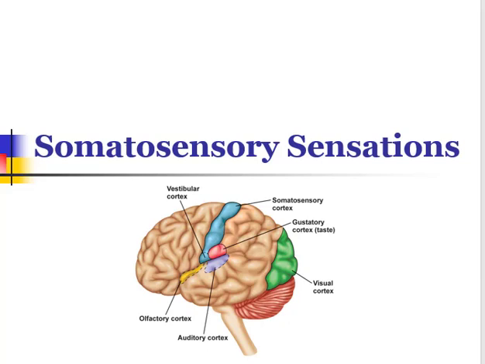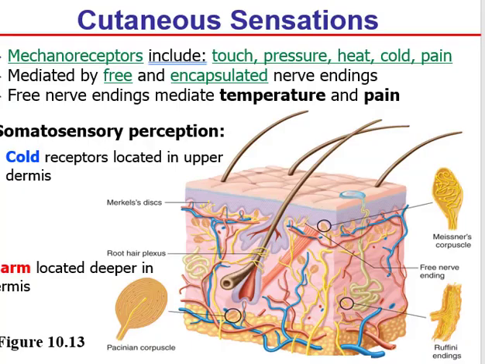Let's transition to somatosensory sensations. Cutaneous sensations are sent to the central nervous system by mechanoreceptors. These receptors are buried in the dermal layers at different positions and respond to touch, pressure, heat, cold, and pain. There are both free and encapsulated nerve endings, shown in figure 10.13.